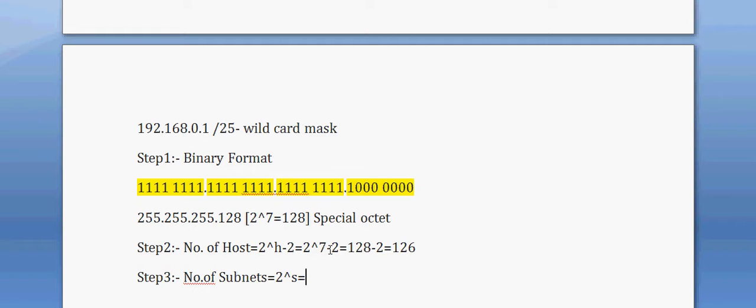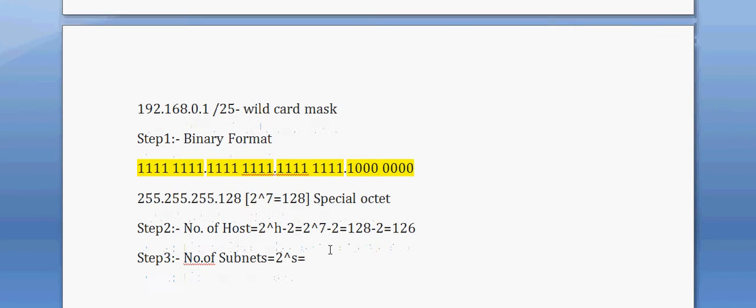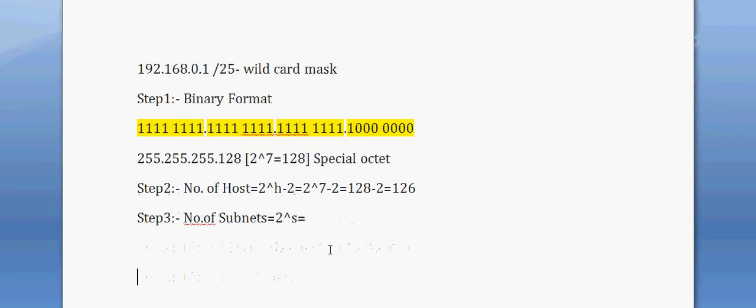So the number of subnets is equal to 2 raised to s, that is equal to 256 minus the special octet. So the formula is 2 raised to s, that is equal to 2 raised to the number of bits on. The number of bits on are 8 plus 8 plus 8 plus 1, so that is equal to 2 raised to 1, that will be equal to 2.